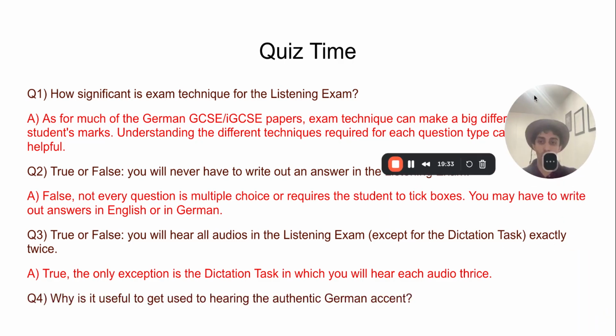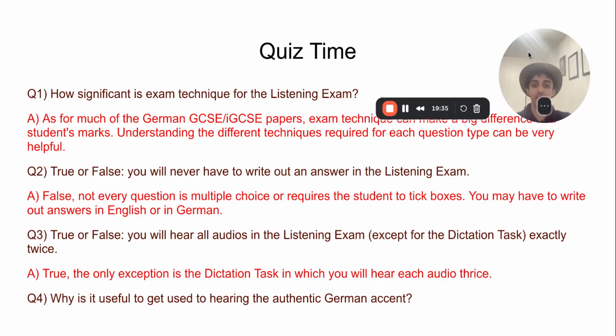And question 4, why is it useful to get used to hearing the authentic German accent as spoken by natives, ideally? Get a few more seconds to think.